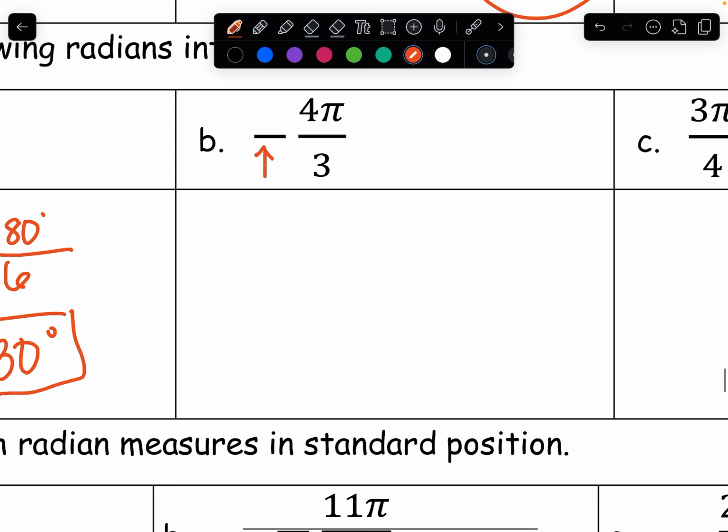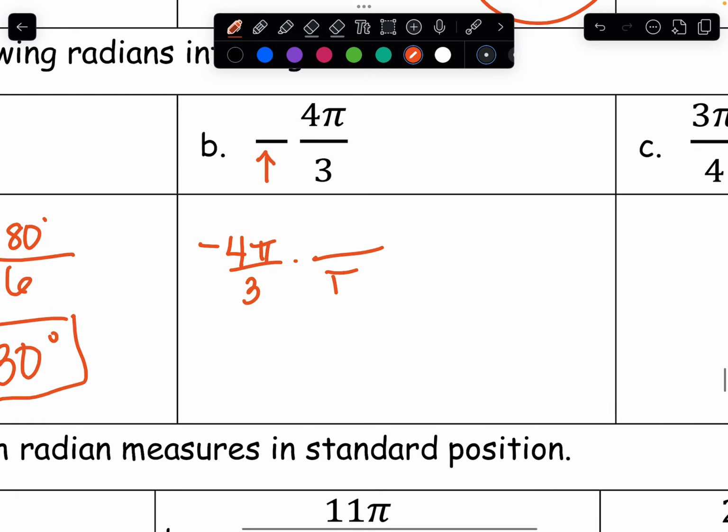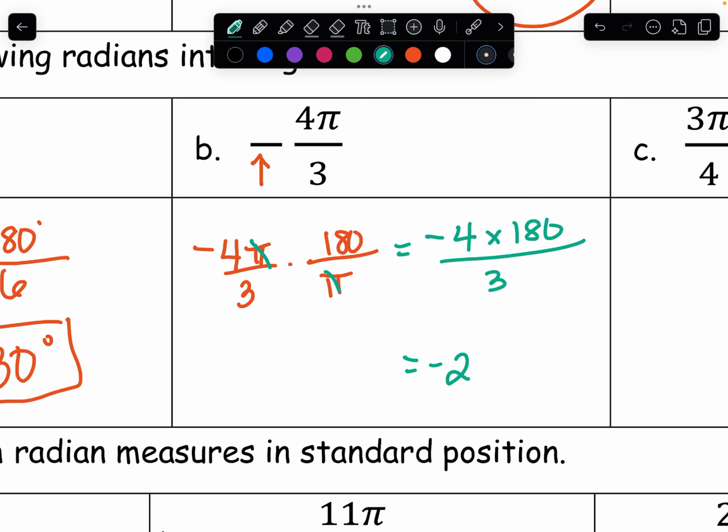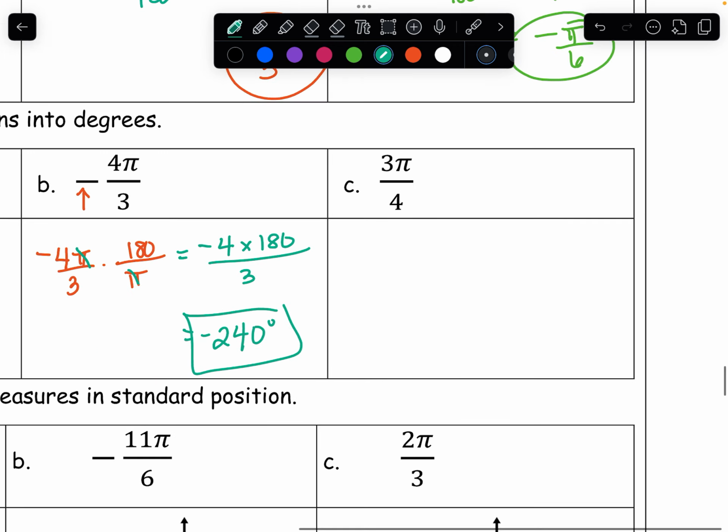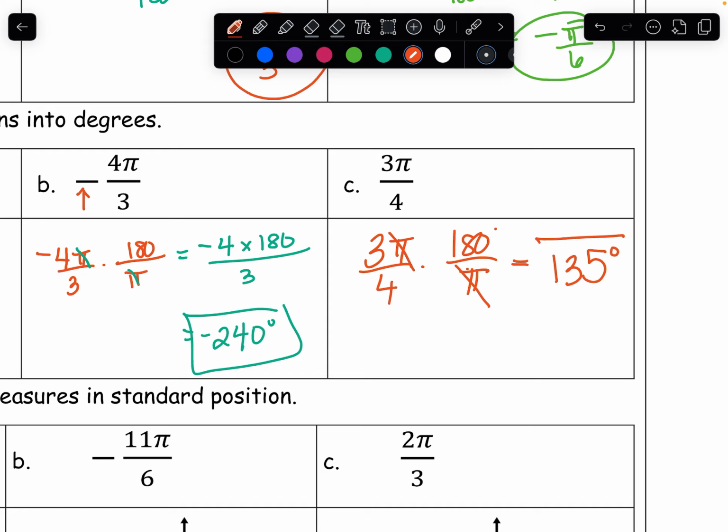B, again, be aware of the negative sign. So we have negative 4 pi over 3 times, again, the pi's need to cancel out, so I'm going to cross cancel. What we're going to plug into our calculator is negative 4 times 180 over 3, which is negative 240 degrees. Again, don't forget that degree symbol. And C, our last one here, we have 3 pi over 4, pi on the bottom, 180 on the top. Canceling the pi's, 3 times 180 divided by 4 is 135 degrees.